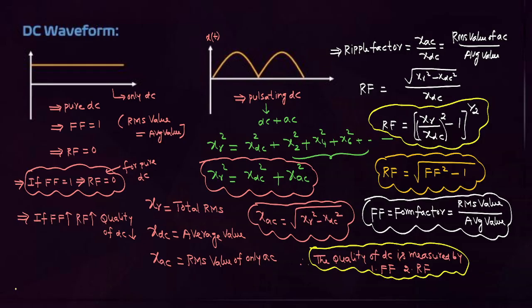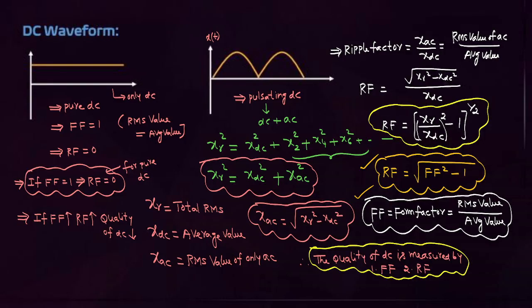Next, we'll see one more basic topic, the DC waveform. For the AC waveform, which parameters do we use to analyze the quality? Distortion factor and total harmonic distortion. Similarly, for the DC waveform, to analyze the quality, we use two factors. One is ripple factor, another one is form factor.